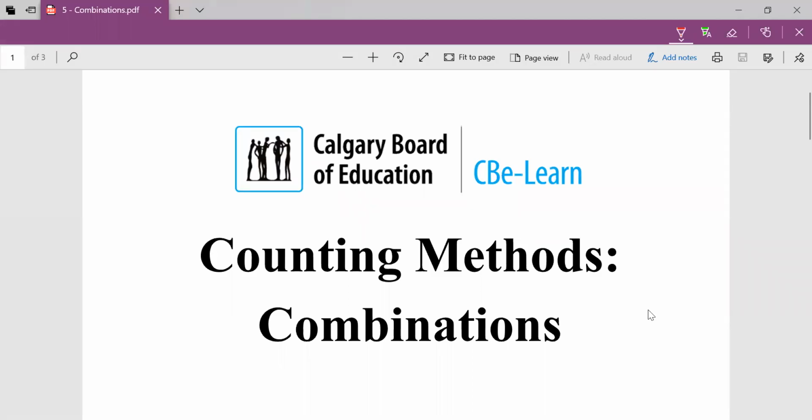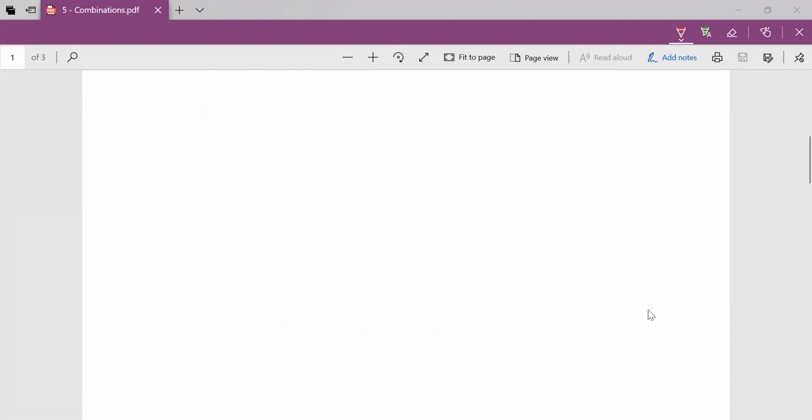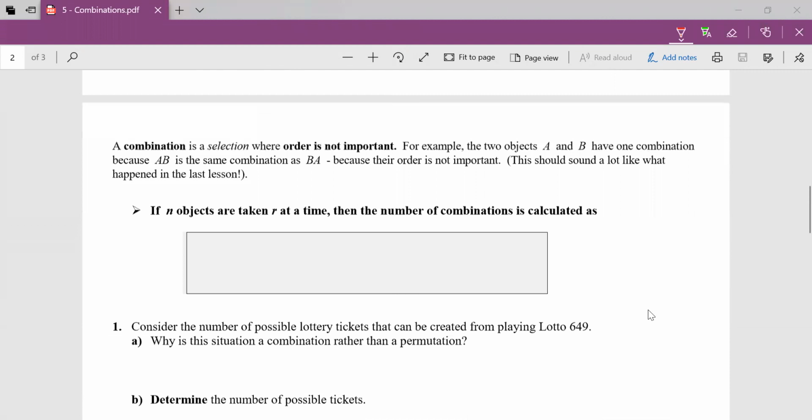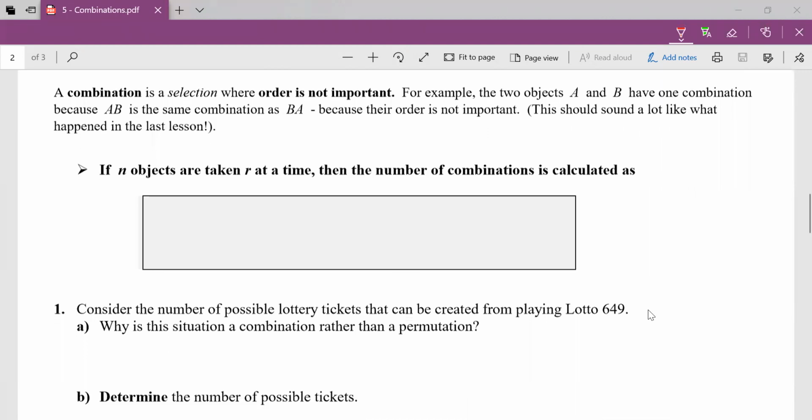Hey, mathletes, this is the final lesson in this unit. It's called combinations. Well, we've been looking at permutations. A permutation is when order matters. So guess what? A combination is a selection. That's an important word, where order is not important. That's all we need to think about.